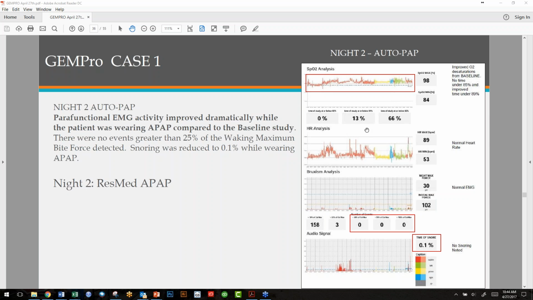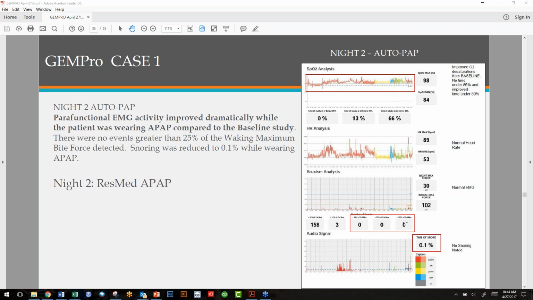Okay, you can see his percent time, 66 and 13, improved. He had no time below 85. That's good. His heart rate improved somewhat. His clenching and grinding went away. So CPAP resolved his bruxism.